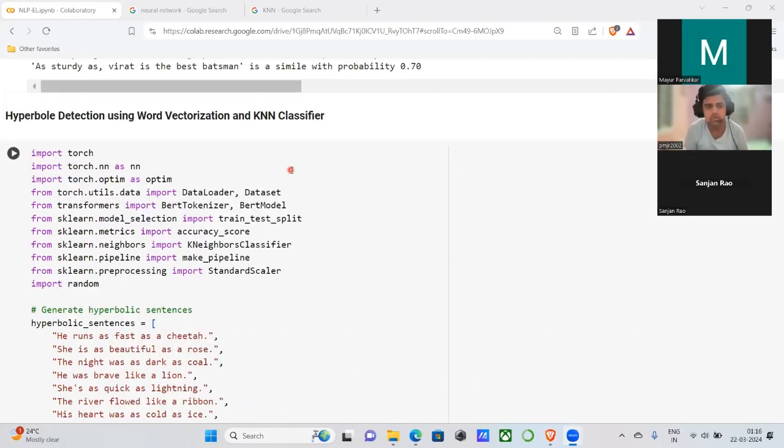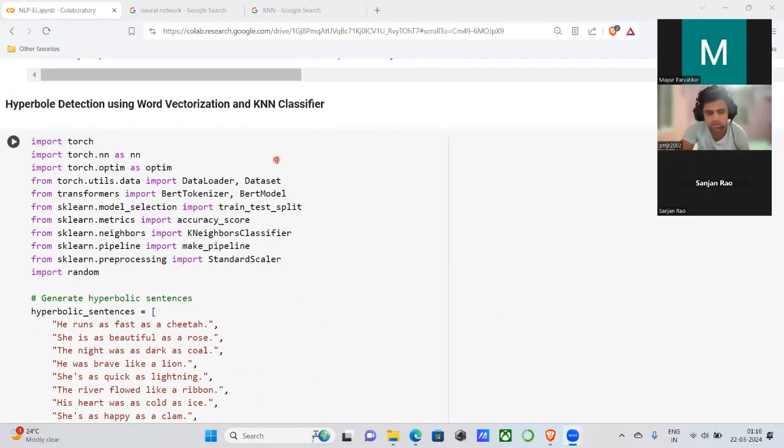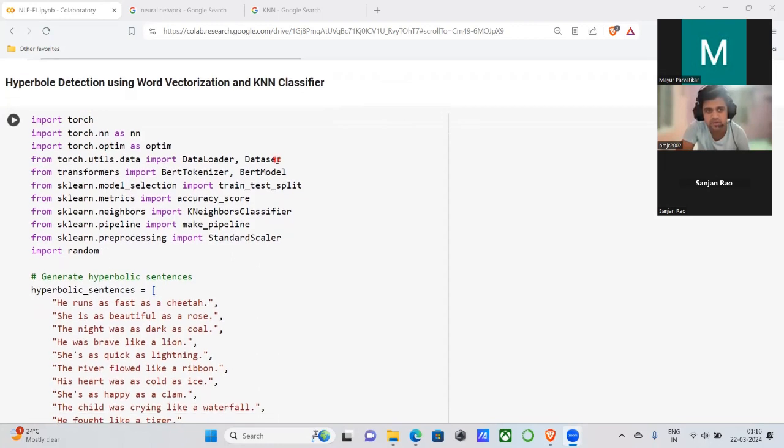So I am going to be explaining about hyperbole. My friends already discussed simile in detail. Hyperbole is also another figure of speech. Initially, we wanted to classify all the figures of speech with the model, but until now we have done it for hyperbole only.